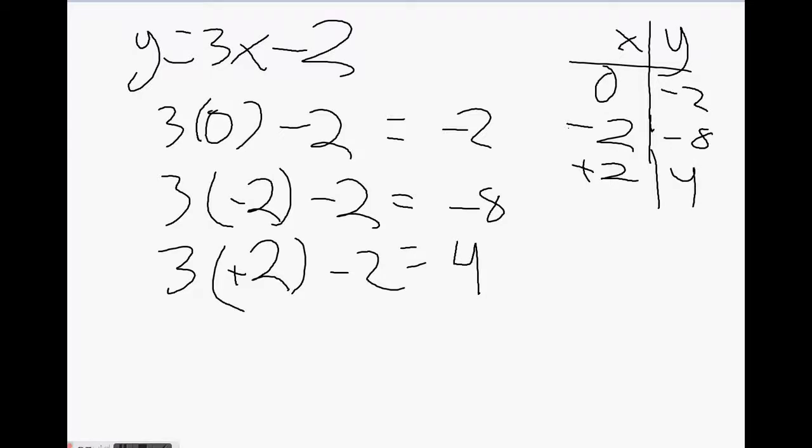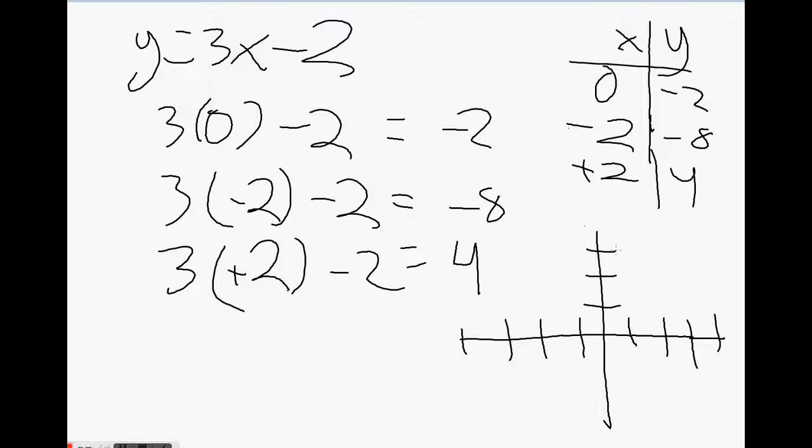So now let's graph it. The first one is 0, negative 2. So here 0, negative 2 is 1, 2. Alright, that's 0, negative 2. Next is negative 2 and negative 8. So negative 2 starts here. Oops, I'm doing this wrong, aren't I? I'm counting by 2s, I realized. So my apologies.